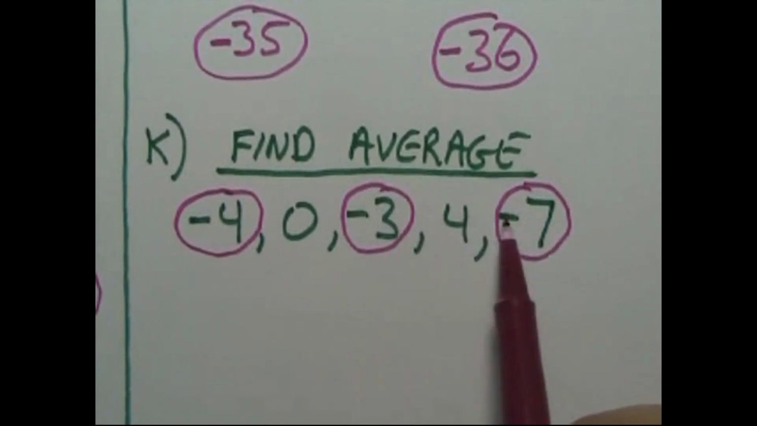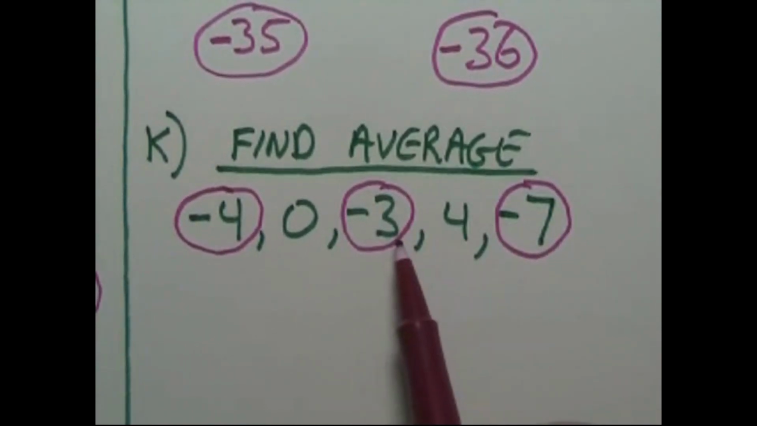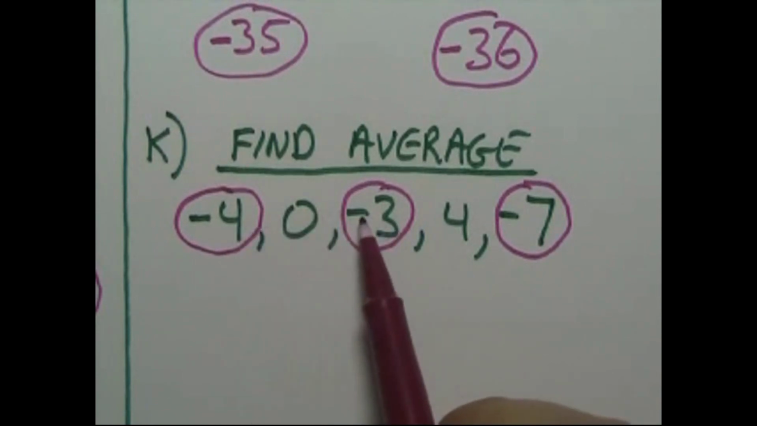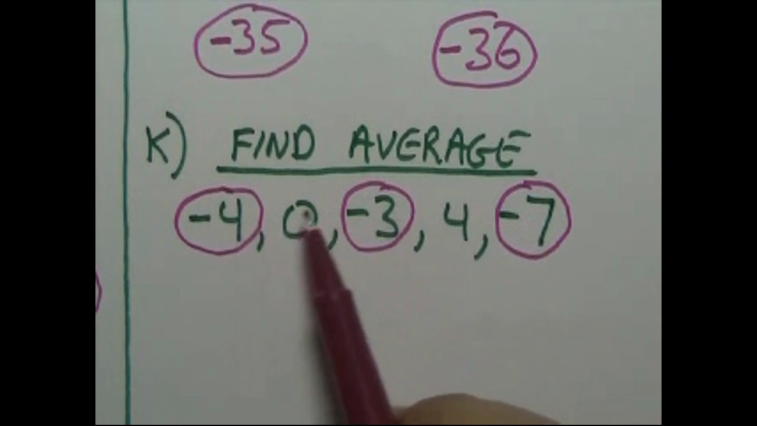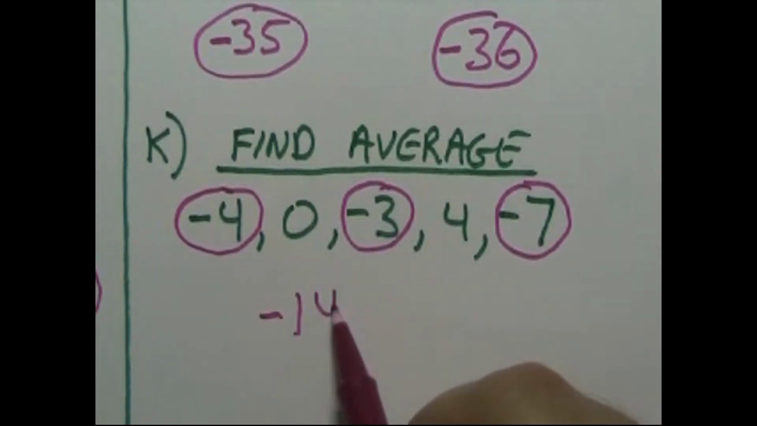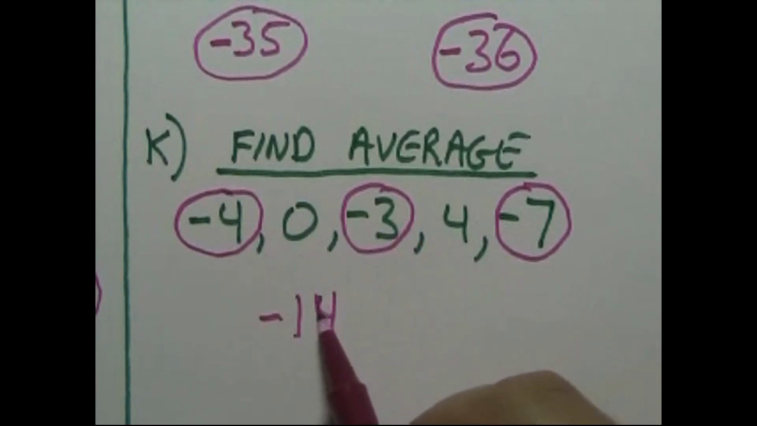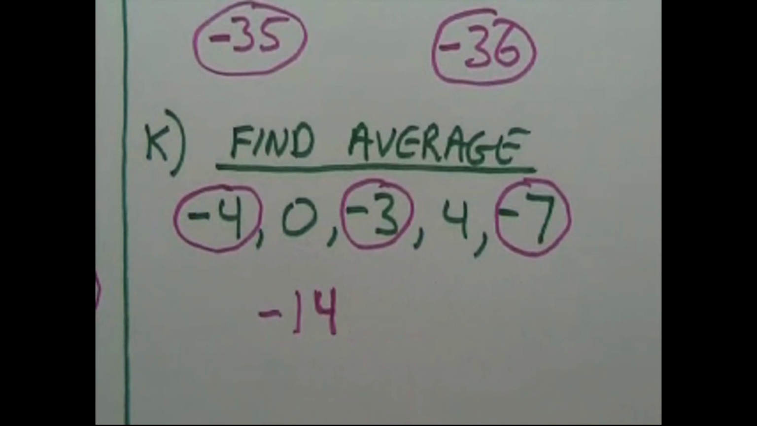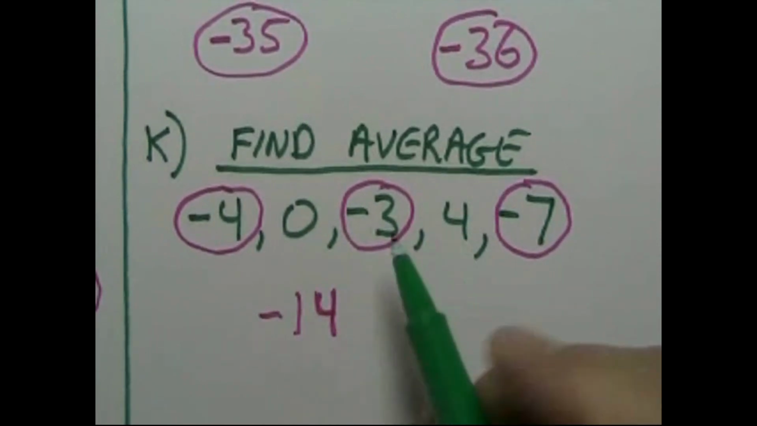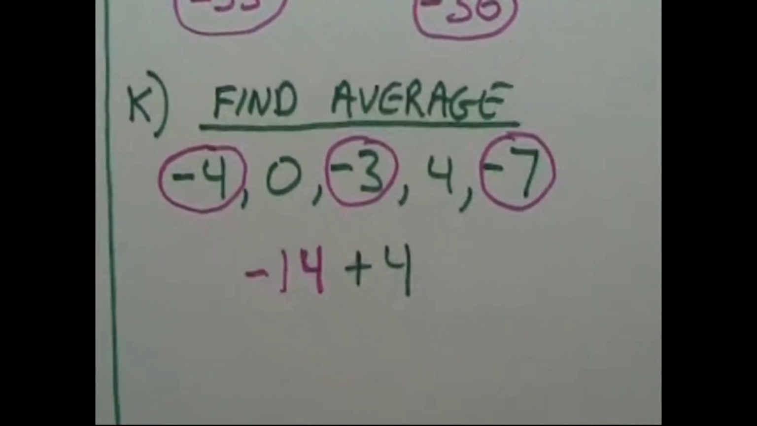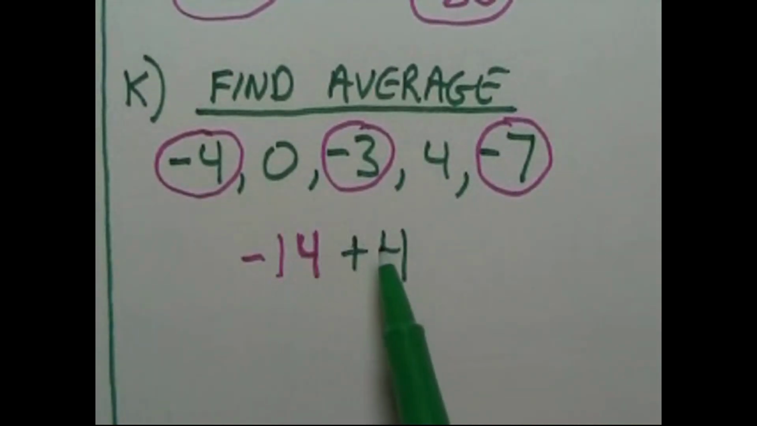If you put those together, 4 and 3, that's 7, negative 7. And then another negative 7. 4, 3 is 7, and another negative 7 makes negative 14. Those 3 added together make negative 14. Same sign, just add them. For the positives, I have 0 and 4, that's just 4. So how much is negative 14 and 4?